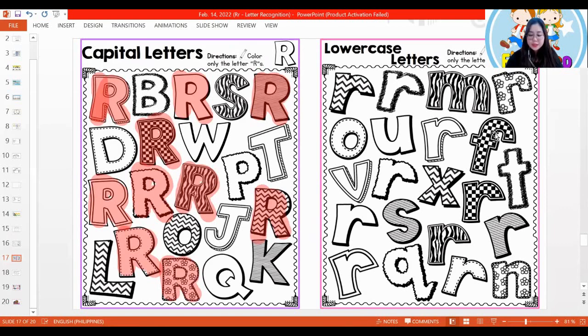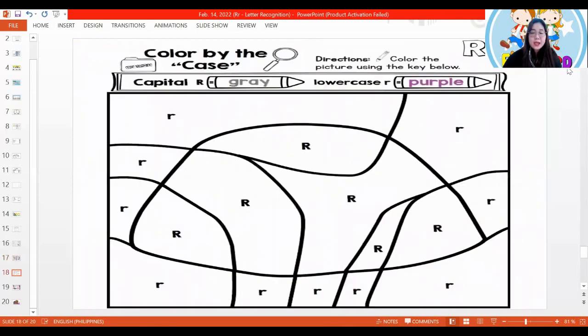Now let's look for lowercase letter R. 1, 2, 3, 4, 5, 6, 7, 8, 9, 10, 11. 11 lowercase letter R. So are you finished with this work? Very nice. Let's have our last work for today where we have to color our capital letter R gray and lowercase letter R purple.